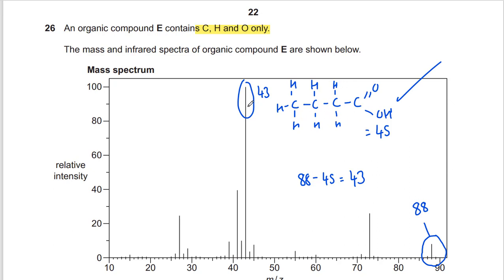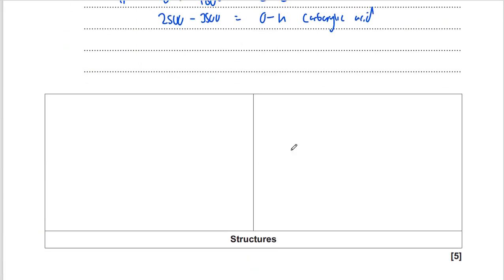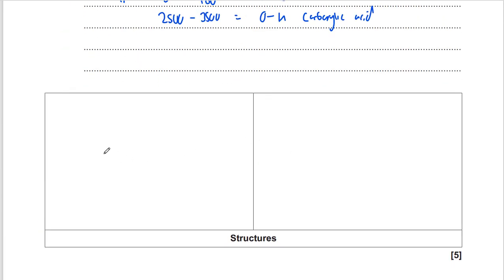Okay, and you can assign this peak of 43 as your 3 carbons in a row with a positive charge. This is the fragment ion that's left behind when you break that bond. So it's butanoic acid. We know that's the answer. We've worked it out using the mathematics. So in our answer box then, we need butanoic acid, which is nice and straightforward.